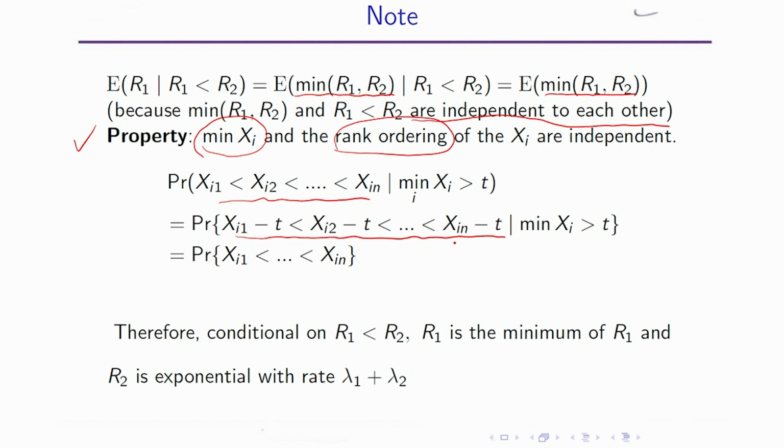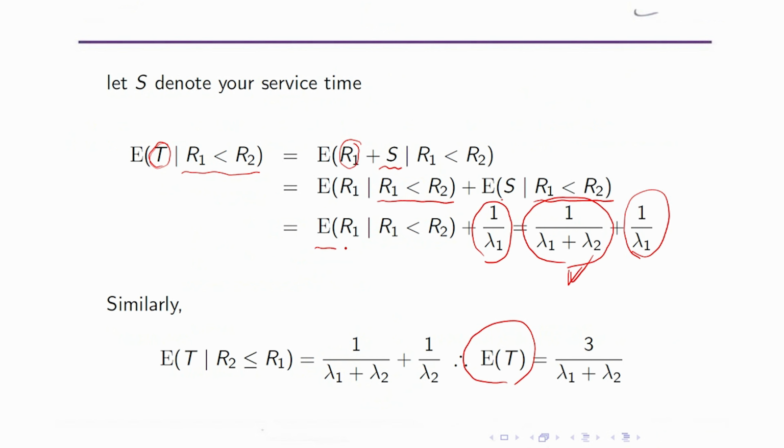And we know that if this is true, then this is actually equal to the probability of xi1 less than xi2 less than xin, because knowing whether the minimum of xi is greater than t or not does not affect this probability at all. So that is equal to this probability. So in conclusion, conditional on R1 less than R2, R1, which is the minimum of R1, R2, is exponential with rate lambda 1 plus lambda 2. So this explains why this expectation will be 1 over lambda 1 plus lambda 2.